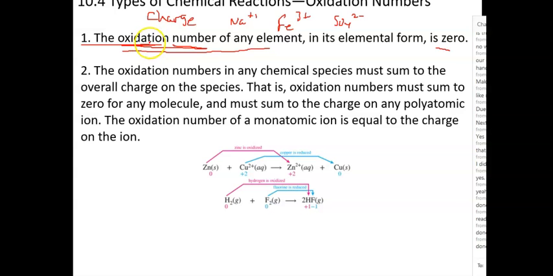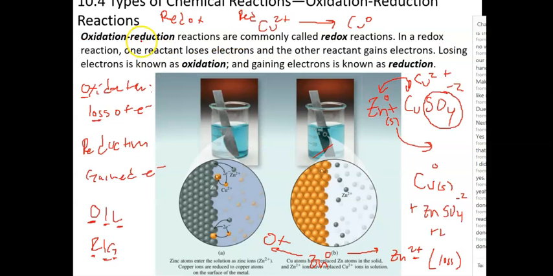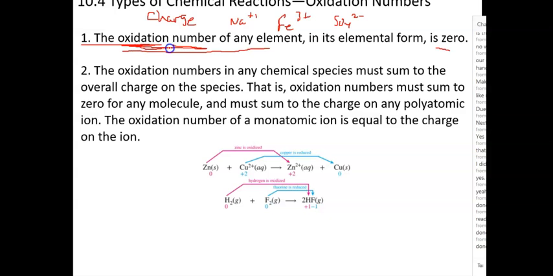So it's the same thing here. Oxidation in the previous slide means loss of electrons, but an oxidation number is the same thing as a charge, the charge of an element. So you can either say sodium has a +1 charge, or you can say sodium has an oxidation number of +1. So that's how you use the term oxidation number.